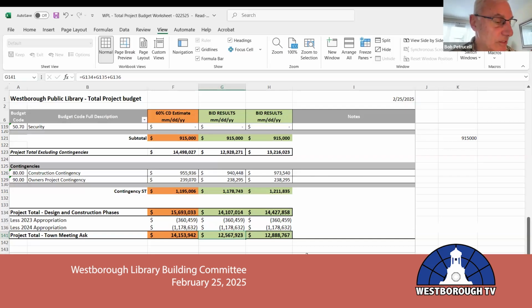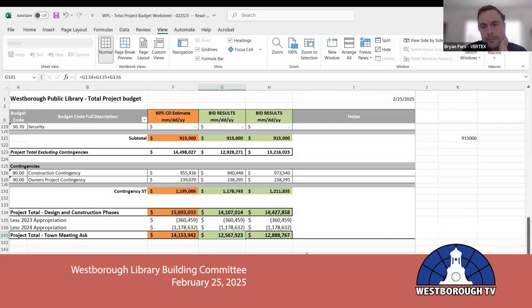So in kind of a summary, from my notes from the website, we had estimated the total project cost to be about 15.8 million. 1.8 had already been spent: 360,000 in 2023 and 1.5 million in 2024. So we're saying that the total ask at town meeting was projected to be about 14 million, and that's, I assume, correct.